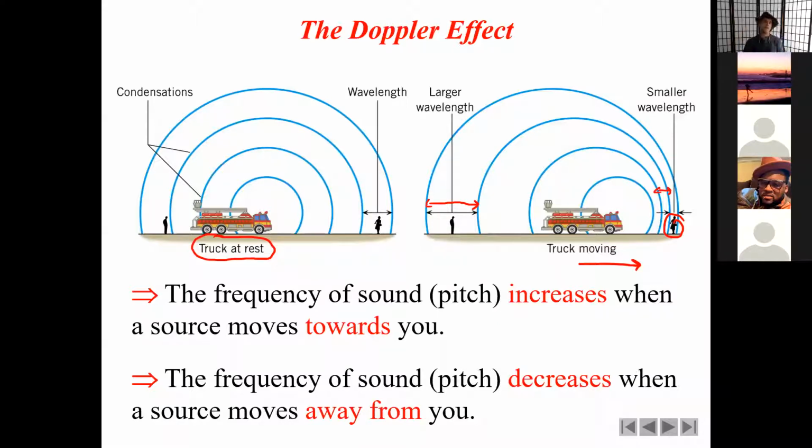So the thing to remember about the Doppler effect is when the source of sound is moving towards you, you end up hearing a higher pitch. Basically, the frequency increases. When the source of sound is moving away from you, that's when you detect a lower pitch because the frequency decreases. Now that's if the source of the sound is moving towards or away from you.